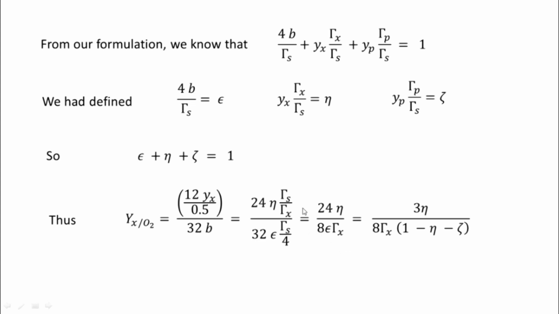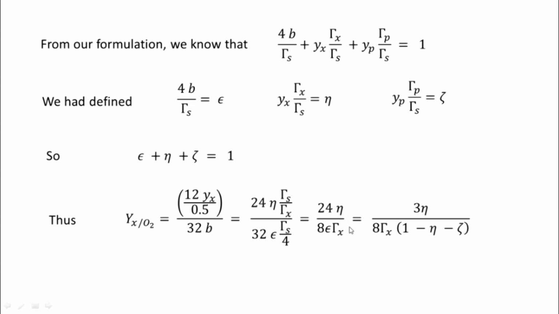There's some error here. Hold on. This is 24 here. This is eta gamma S by gamma X. 32 here. Epsilon gamma S by 4 is shown. 4 times 8 is 32. Yeah, that's what I meant. So 24 eta by 8 epsilon gamma X. The gamma S's would get cancelled here. So this is what remains here.